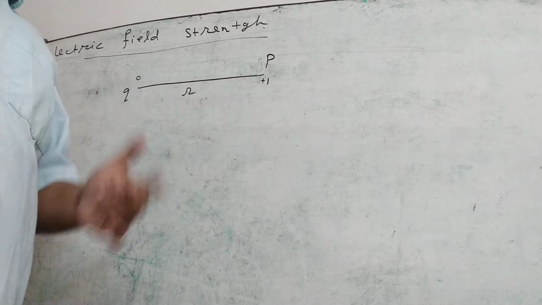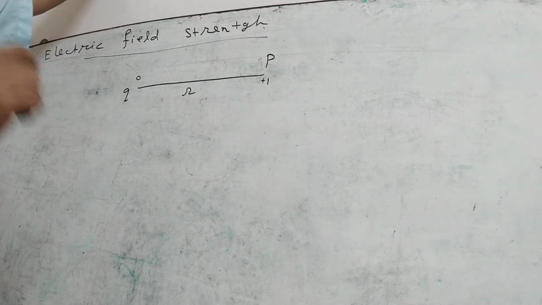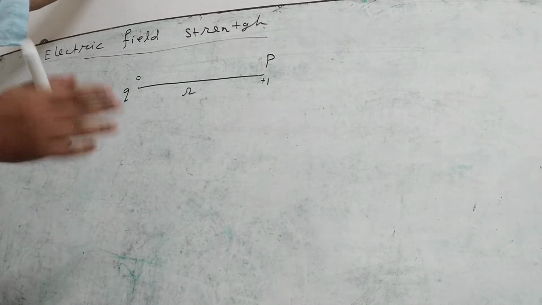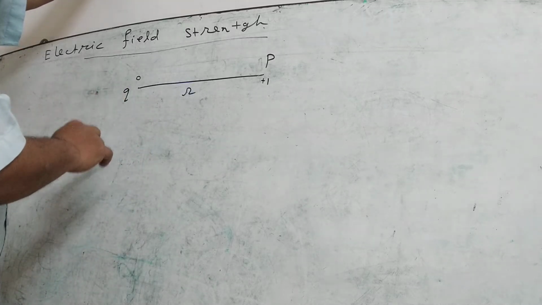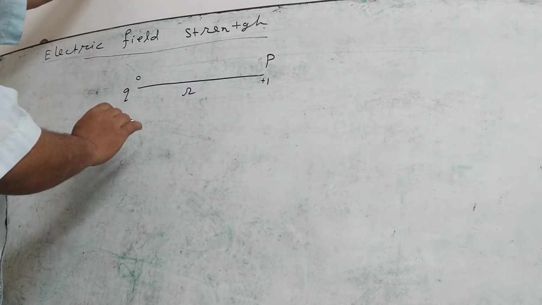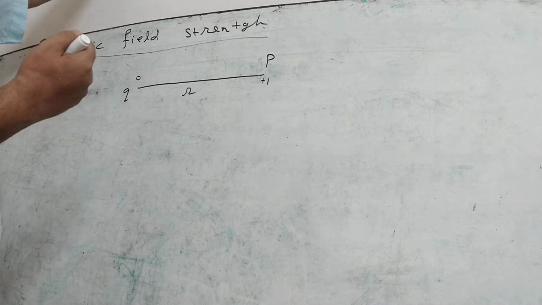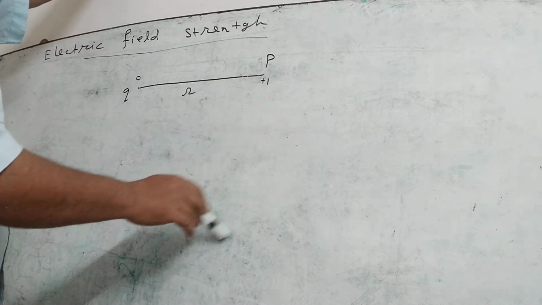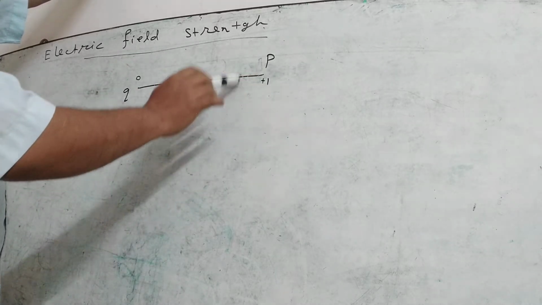Now, what is a test charge? A test charge is a very small amount of charge whose dimension is very small, and the test charge cannot change or influence the electric field created by the charge Q. That means the magnitude of charge or influence of the plus unit charge is very small, negligible with respect to Q. Then we can say that this is a test charge.